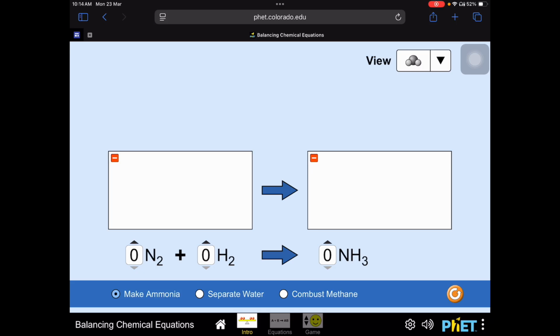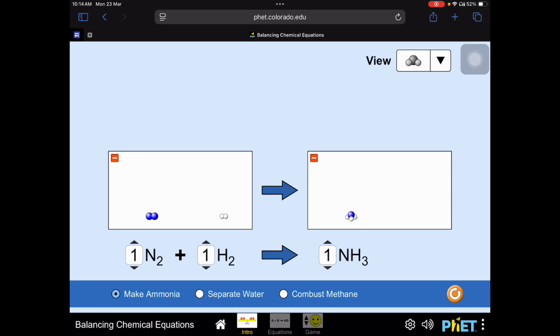So how do you go about writing this equation? We'll first add 1 to all the things so that we can visualize how they look like. If you don't put a 1, actually you can't see how the molecule will look like. So in this case, you realize that, hey, nitrogen looks like 2 blue circles, hydrogen looks like 2 white circles, and ammonia, which is NH3, looks like 1 blue circle with 3 white circles.